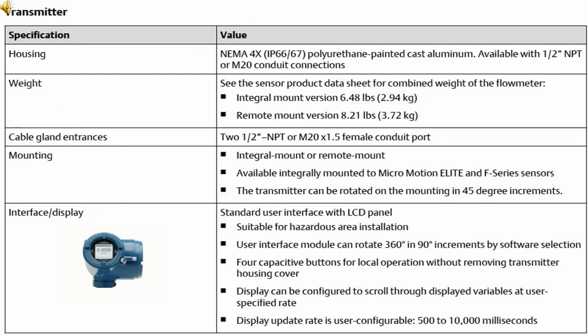Here we can see in this specification we are talking about housing of the transmitter, weight of the transmitter, cable gland, entrances of the transmitter, mounting and interface and display.